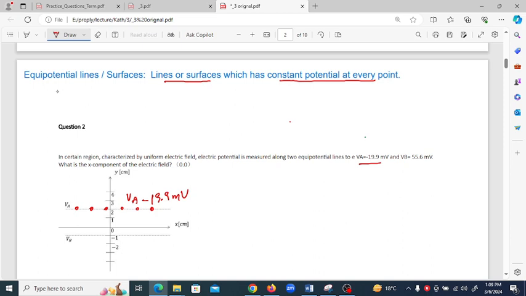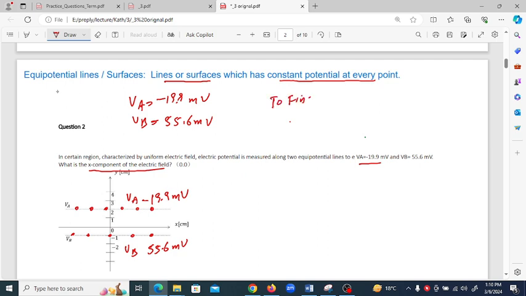Similarly, we have a second line B, where the potential is 55.6 millivolt, and at every point on this line the potential is constant, that is 55.6 millivolt. So the two potentials are minus 19.9 millivolt and 55.6 millivolt, and we have to determine the x component of electric field E.